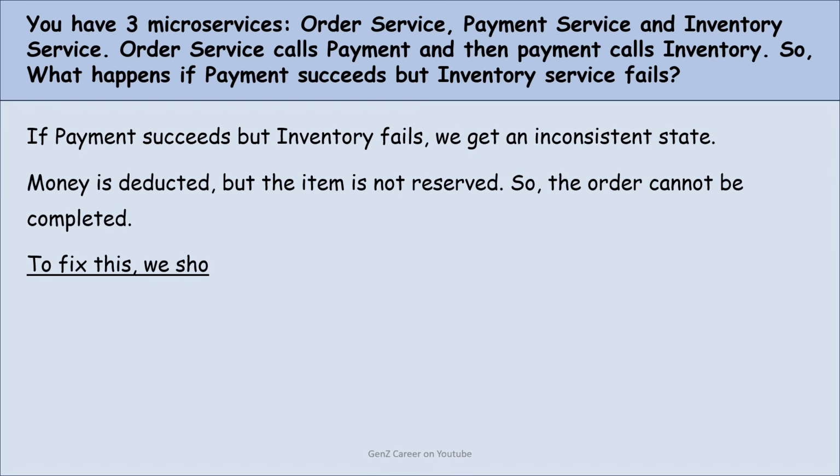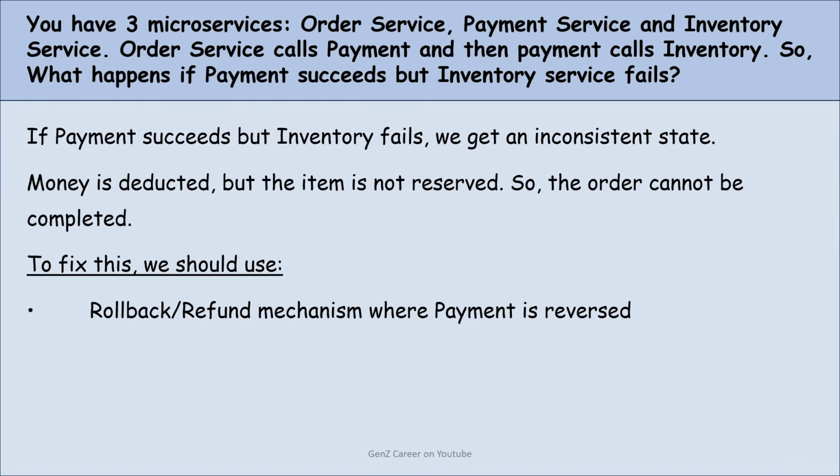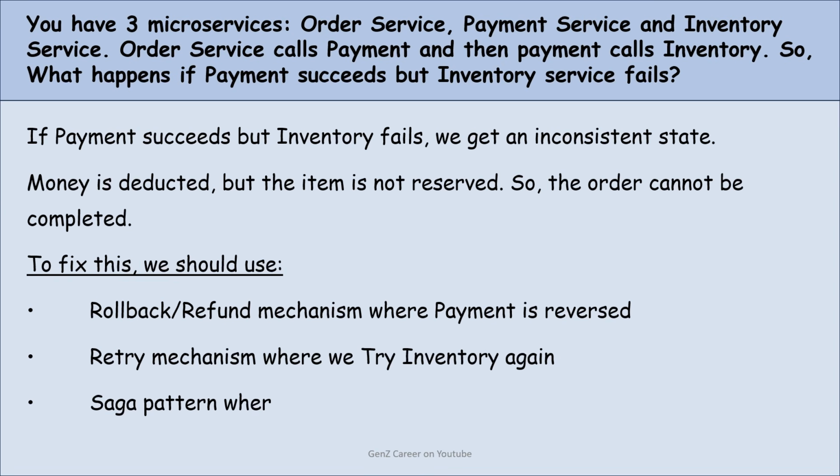So to fix this, we should use rollback refund mechanism where payment is reversed, retry mechanism where we try inventory again, and saga pattern where it automatically undoes previous steps. Are you getting my point?